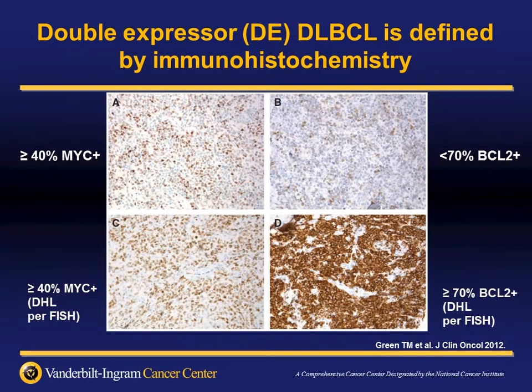When you look at double expressor, on the top curve on the left where they did an immunohistochemistry stain, greater than 40% MYC, on the right it was less than 70% BCL2. But on the lower panels, when they had greater than 40% MYC, this was a patient who was clearly double hit by cytogenetics, so had a MYC translocation and usually a BCL2 translocation. So MYC was present, and they had greater than 70% BCL2 expression. So that is the way this might look on immunohistochemistry.